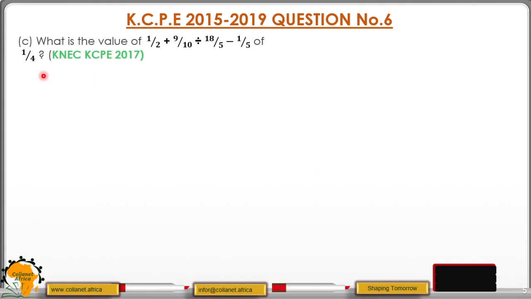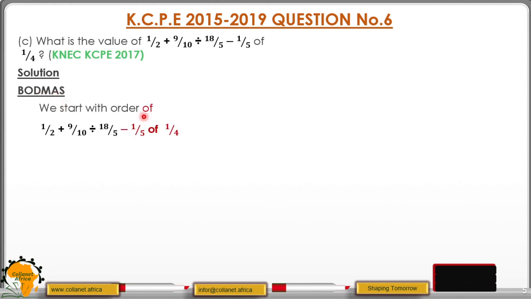We move on to the question that was tested in 2017 KCPE. What is the value of this? A half plus 9 over 10 divided by 18 over 5 minus a fifth of a quarter. Solution. Here you need to remember about the BODMAS, bracket, orders, division, multiplication, addition, and subtraction. We start with of or the order. So in this case, you start with this one.